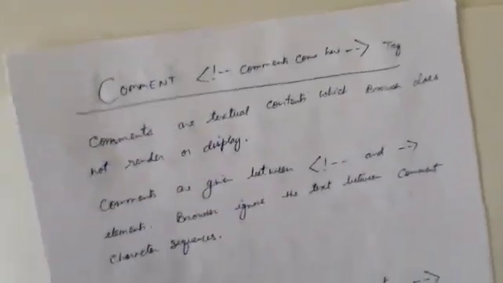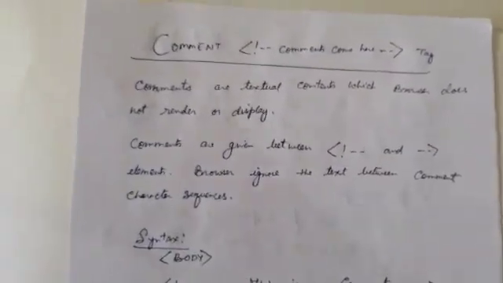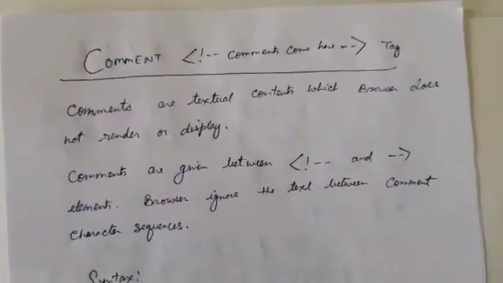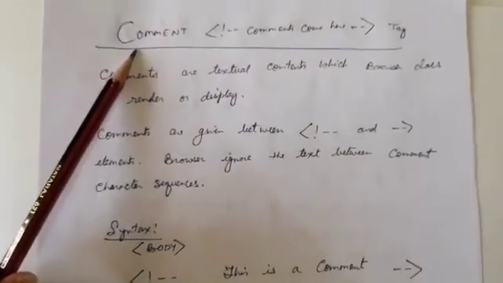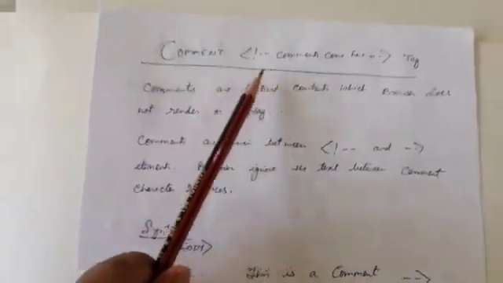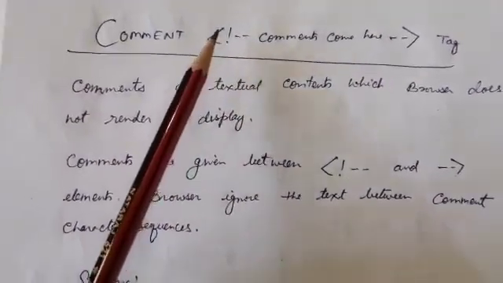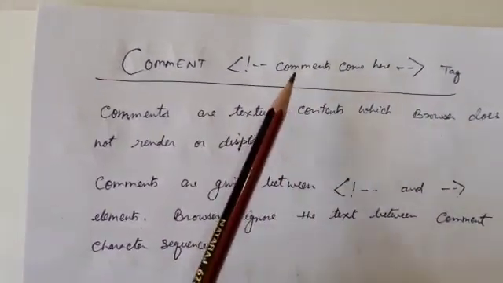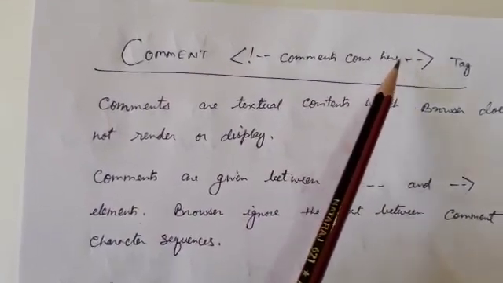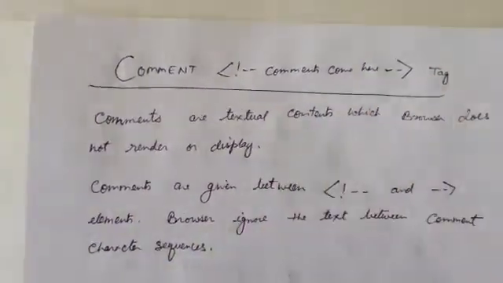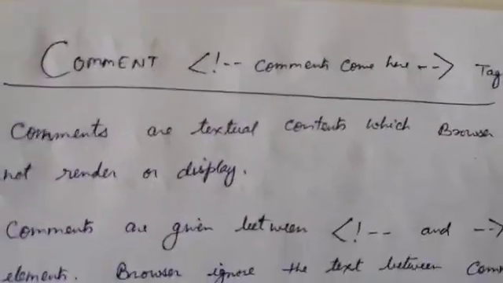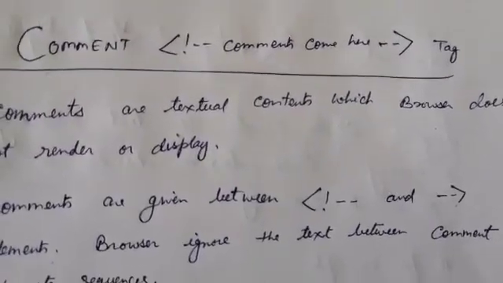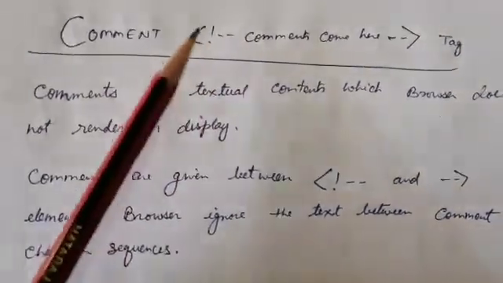Now next is a very important one. Generally it is mostly asked in your board exams also, the comment tag. So here it is, the comment tag. It starts with an angular bracket, an exclamation symbol, two dashes, then whatever comments you want to give you can write here, and then double dash and angular bracket close. This is the comment tag. After the angular bracket we give one exclamation mark.